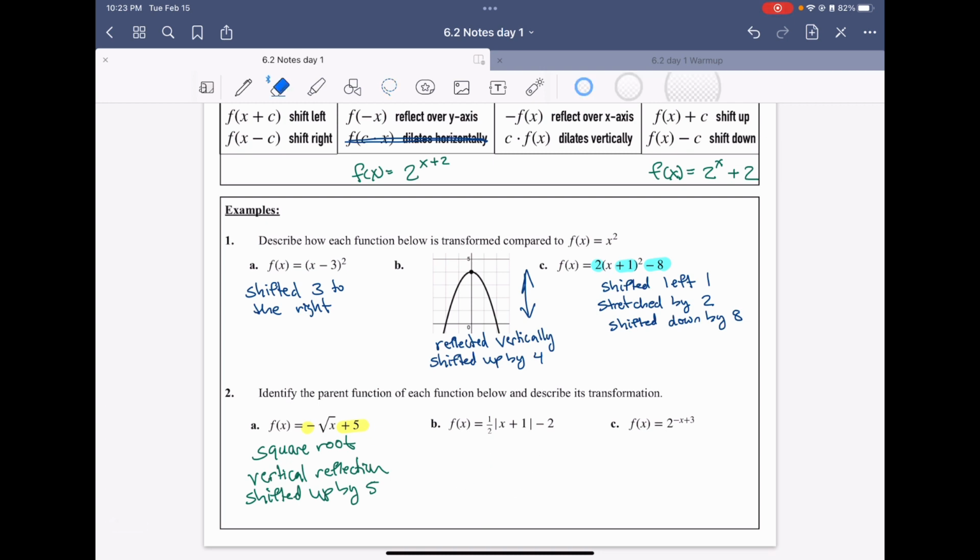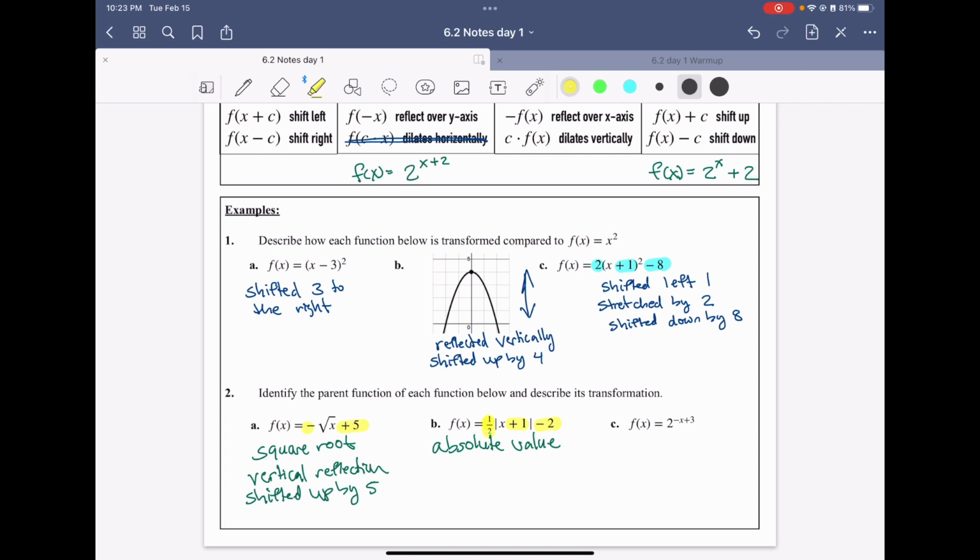Okay. First of all, identify the parent function. My parent function, hopefully you guys recognize that this is an absolute value function because of the absolute value signs. And this is one reason we want you to be able to recognize these different types of functions and their different forms. All right, let's look at what's going on with it. I have a lot going on with it. I have a 1/2 right here. I have a +1 there and a -2.